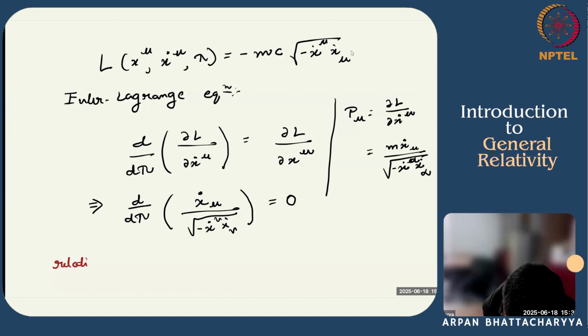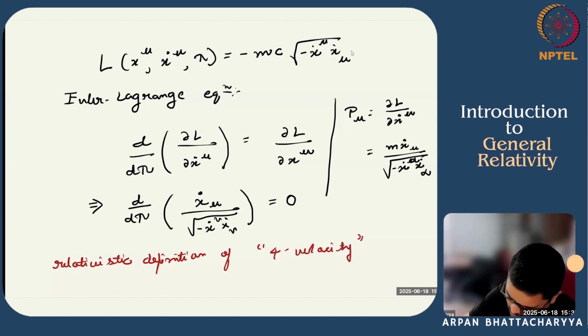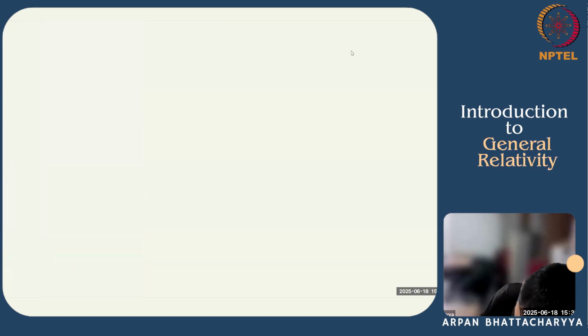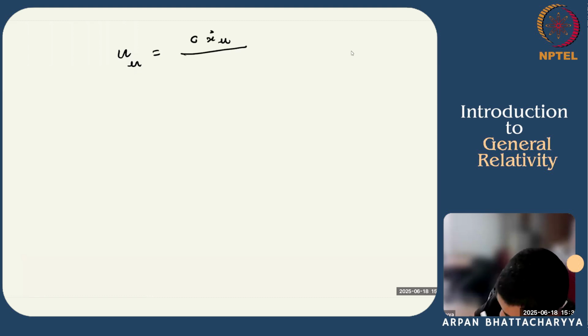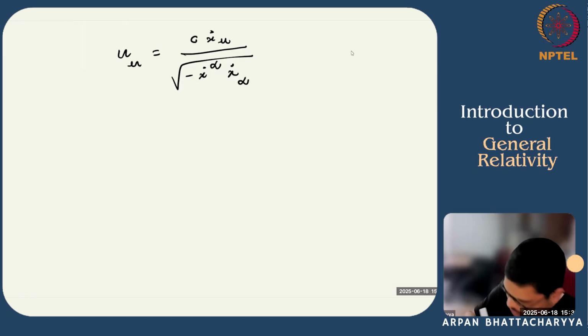We'll have a relativistic definition for velocity, which is given by u mu, c times dx mu, over minus alpha. Okay. And then you can neatly write down the equation of motion.